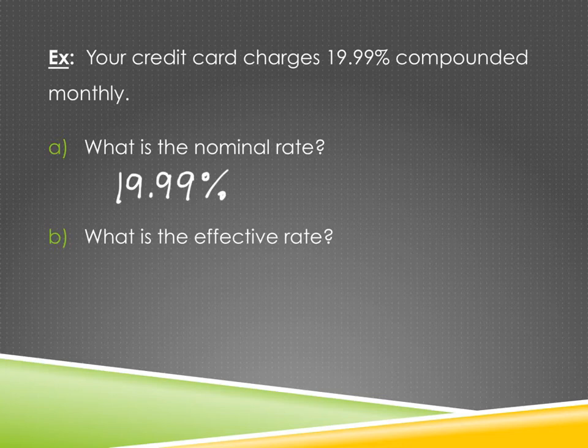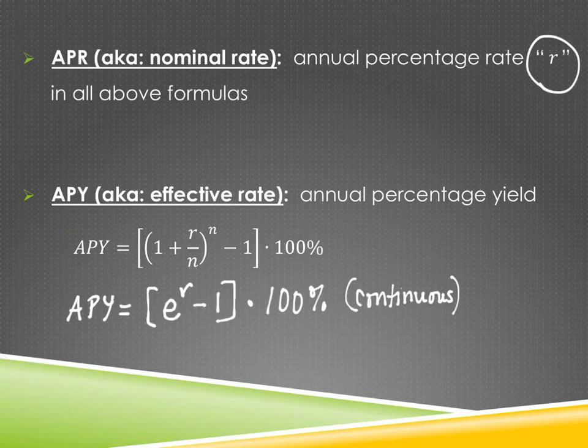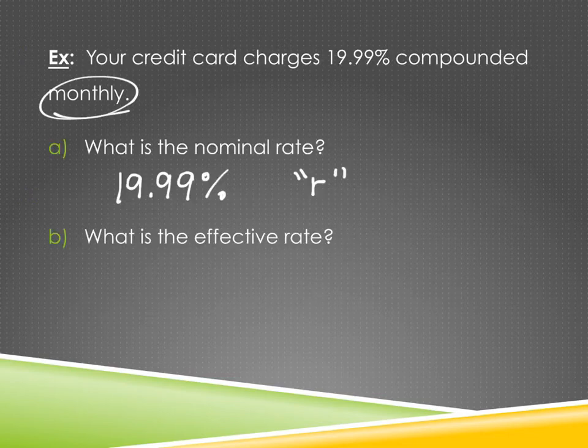It's not the APY though, okay? So this is the R in all these equations we've been working on. Because it says compounded monthly, the APY formula that we're going to use is this one. The only time we'd use that other one is if it said compounded continuously. There's an example in your homework, that's why I mention it. But the one we're doing right now is the compounded monthly one, the one I just drew the arrow to. So we're going to write down that formula.